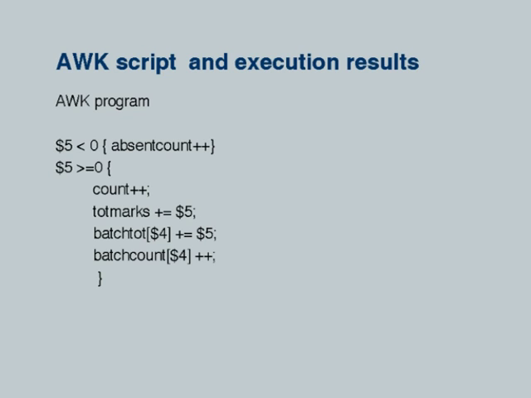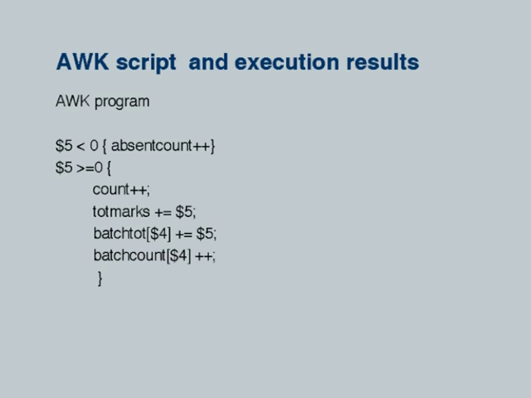For example, when it reaches the first record and $4 is, let us say, 0D, then it will create an element which is indexed by 0D. It will initialize it to 0 and add marks to this. Similarly, it will initialize to 0 a batch count 0D element and add 1 to it. Next element comes 7A, then it will create another element called 7A.